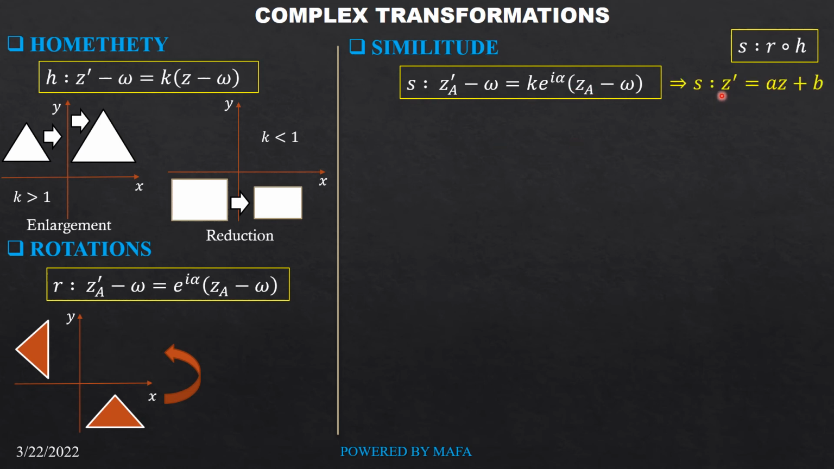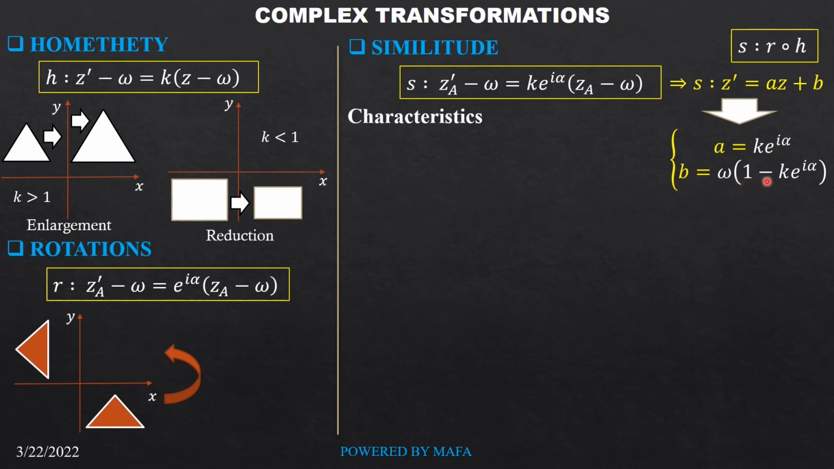So if you want to compare it to this form, which is a general representation of a transformation, we are going to see that our A will be k e raised to the power i alpha, provided we write this in this form. So you can work that out and you see the complex number A is going to be represented as this, and the complex number B is going to be represented by this. Now what are the characteristics of this similitude?